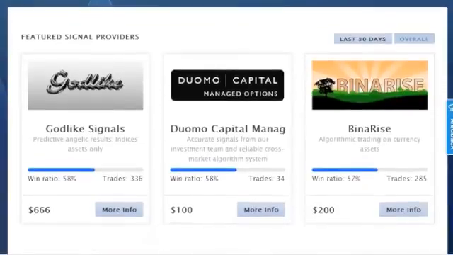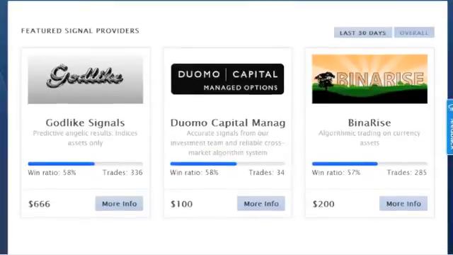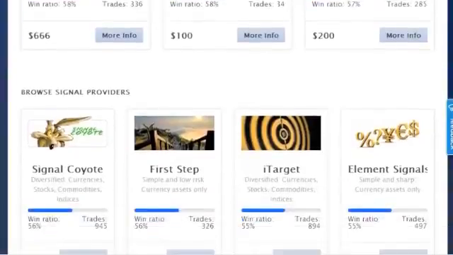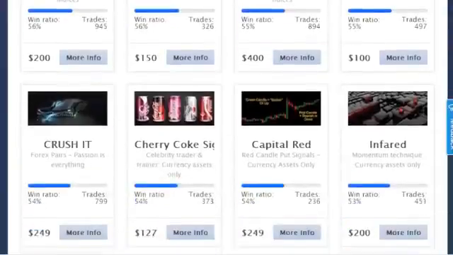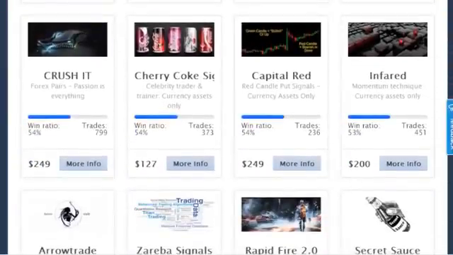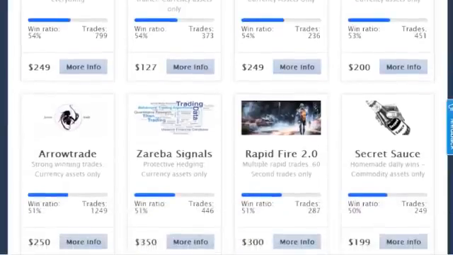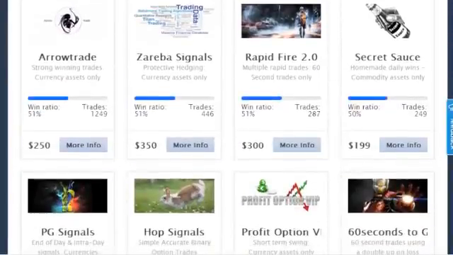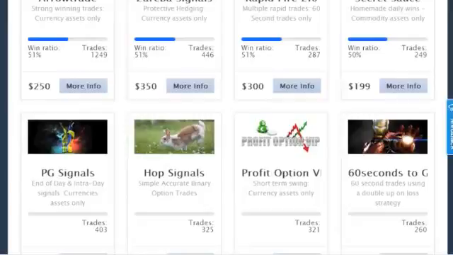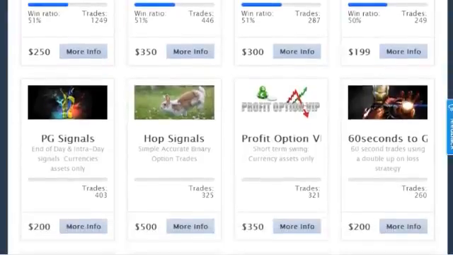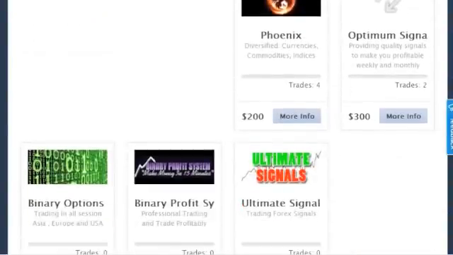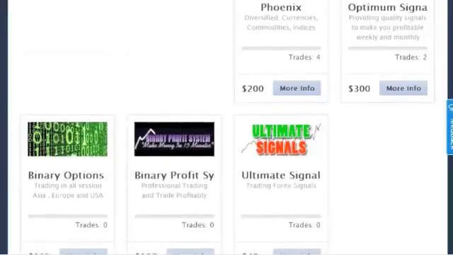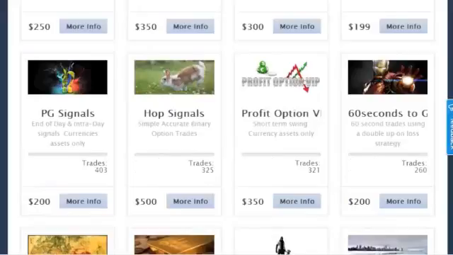Let's go down here. Win rate 58%, trades 336. I like the format that they provide here for reviewing the signal providers. And you can see the whole plethora of different signal providers that they have and their win rates and what they're trading. Now, the quality of the signal providers on Signal Push is higher, and there are a few reasons for that, and I'll go over why that is and what Signal Index can do to make their offerings more competitive and attract better signal providers.